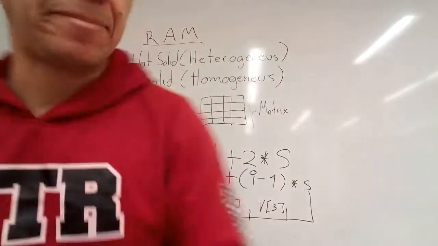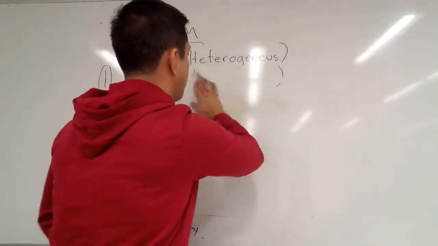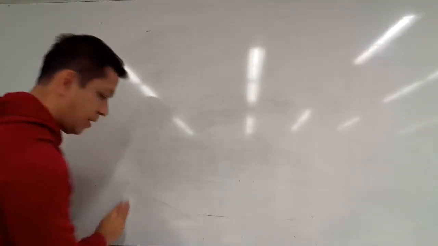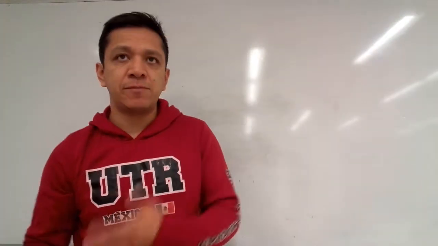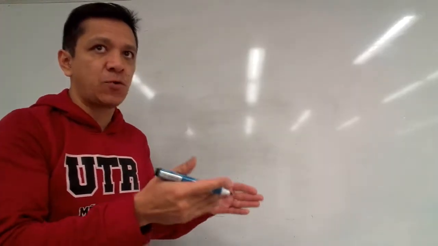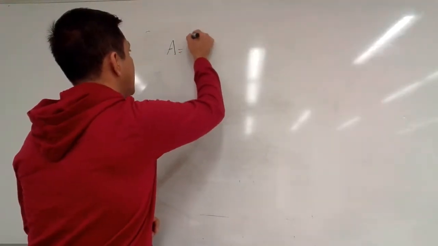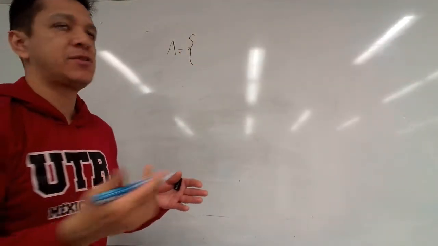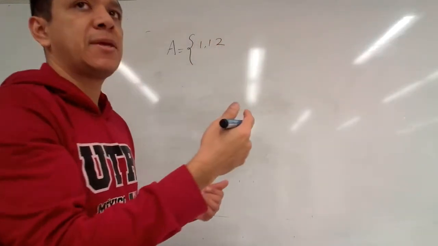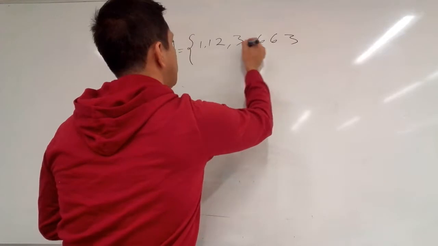Let's do some exercises to keep it clear, and let's make some operations. Imagine that we have some information to place in our vector. I will start with this set A that has several numbers such as 1, 2, 3, 6, and 3.